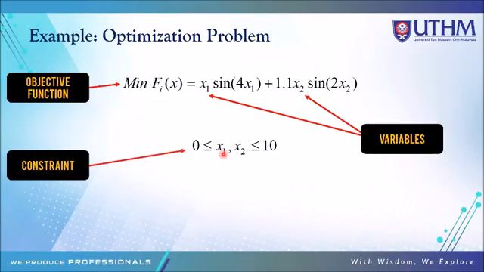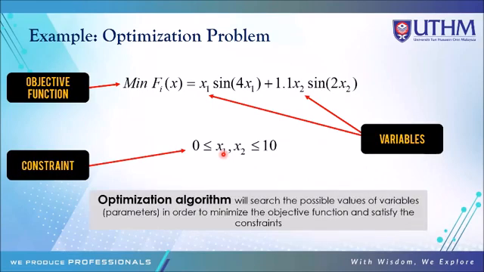Okay, this is the concept. This is the overview, the fundamental of the optimization problem. So what is the task of the optimization algorithm? The optimization algorithm will search the possible values of the variables within the limit, in order to minimize the objective function and satisfy all the considered constraints. That's the main task of the optimization problem.